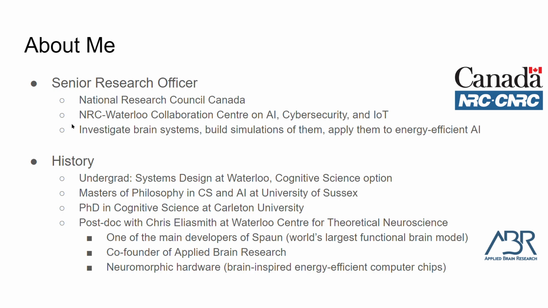In addition, if I go back to the history of how I got here, I did my undergrad in systems design at the University of Waterloo, and even back then I was interested in this direction. I did the cognitive science option, and took a lot of the AI and cognitive science type courses. I then went on and did a Master's of Philosophy in Computer Science and AI at the University of Sussex, in Brighton in the UK. That work ended up being experimental psychology on robots, which was kind of fun. Then I came back to Canada and did a PhD in cognitive science at Carleton University, which was very focused on how you should be using large-scale computational simulations as part of research into how minds work.